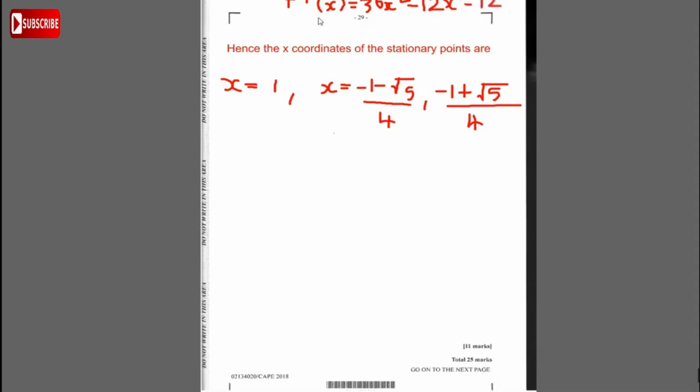That's this, all right? That's the second derivative. So all we need to do now is find f double prime of 1. When we find f double prime of 1, we have 36 times 1 squared minus 12 times 1 minus 12. So f double prime of 1 is 12, which is greater than 0. And so we can conclude x equal 1 is a minimum point.